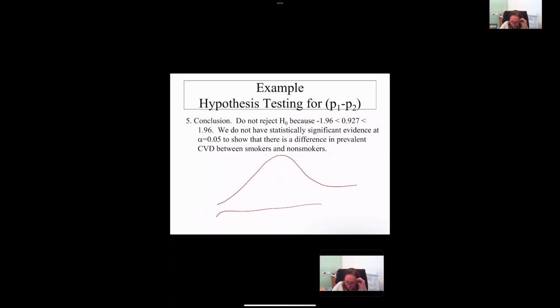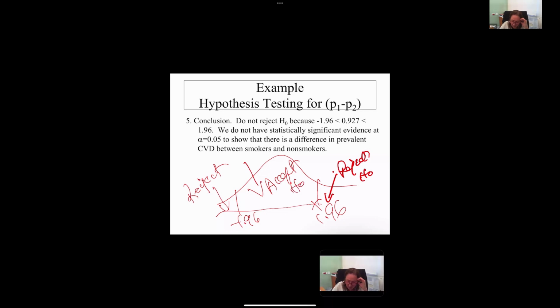If we look at the standard normal curve, we said the decision is: if we are here, it means reject H0. Here and here is reject H0. And if we're somewhere here, this is accept. So where are we? What we got is 0.927. This is 0, so this is 0.927. So what's my conclusion? Since this 0.927 is less than 1.96, so it happens inside, therefore we accept H0. So we don't reject H0. This means that there is no difference in CVD between smokers and non-smokers. Okay, there is no difference.